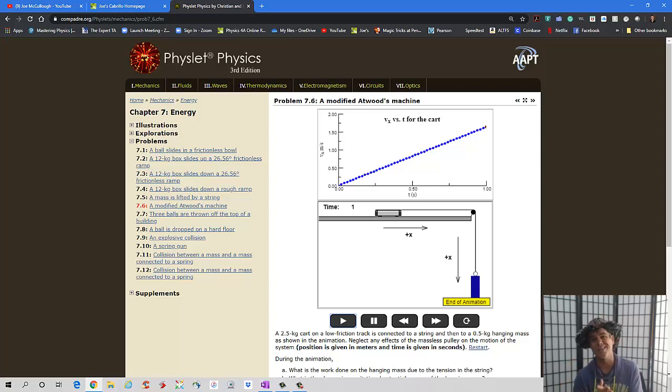And what we're going to do is look at, does the work done on the cart by all external forces equal the change in kinetic energy of the cart? We're also going to look at the cart and the mass as one system and look at whether or not the initial energy of the system, which is just gravitational potential energy of the hanging mass, equals the final energy of the system, which will be the kinetic energy of the cart and the mass combined.